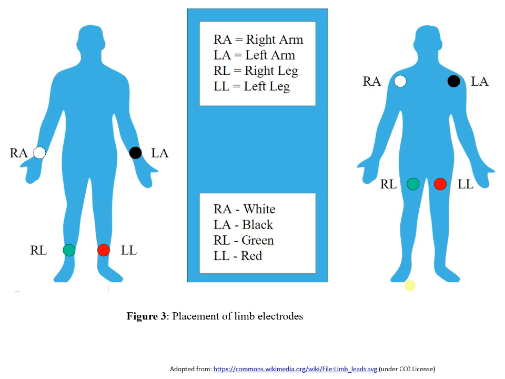If you are putting those electrodes on the thigh, then the upper arm electrodes are placed on the shoulder. If you are using your ankle, then the electrodes must be placed on the wrist. So here these 4 electrodes are named as right arm, left arm, right leg and left leg. The image was adapted from the link given below under the CC0 license.